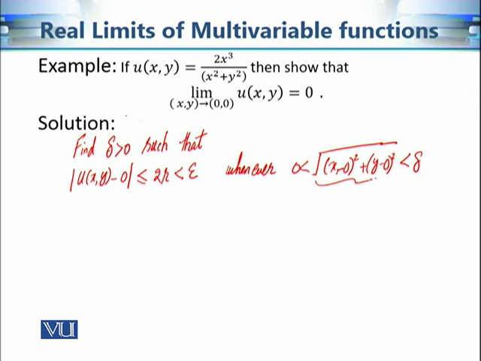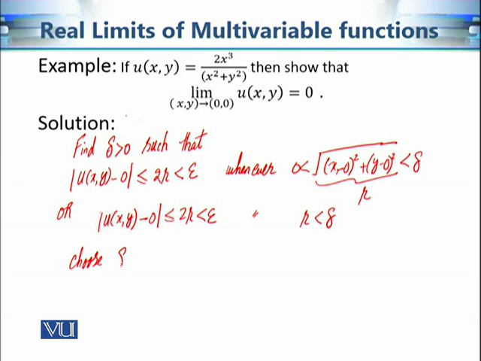Now this expression is in fact r. So we can say that we need to find delta such that this distance, which is less than or equal to 2r, is less than epsilon whenever r is less than delta. Now using the observation that if r is less than epsilon by 2, then this expression holds, we can choose delta to be epsilon by 2.